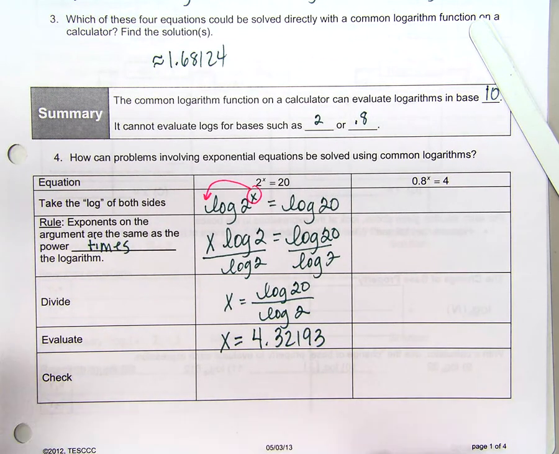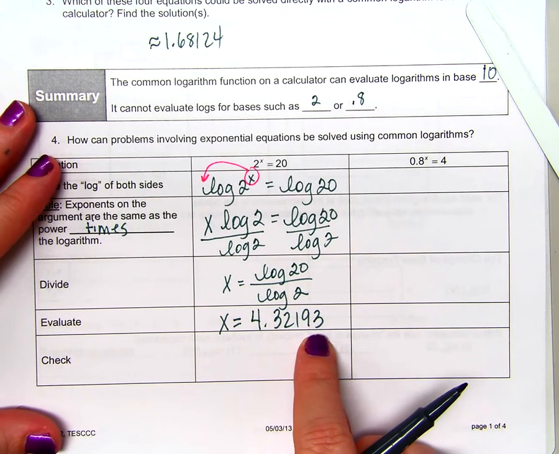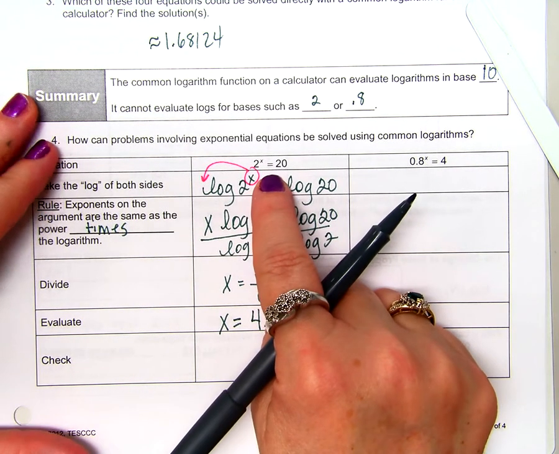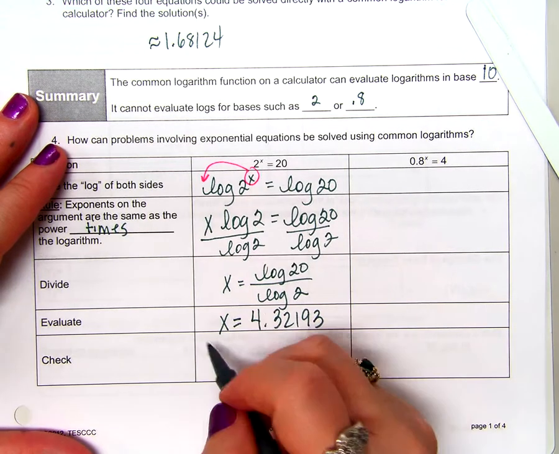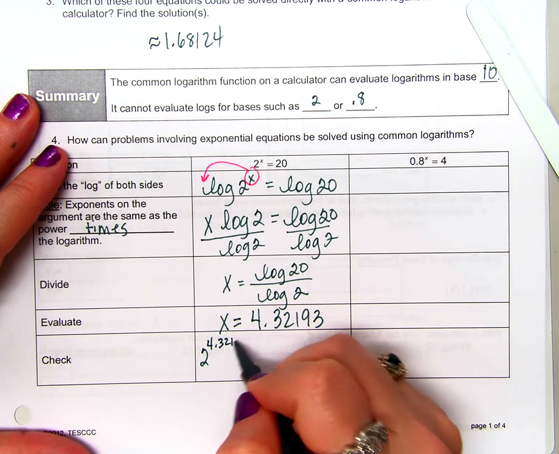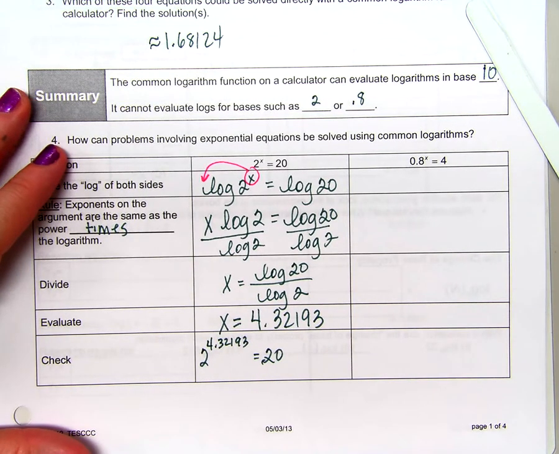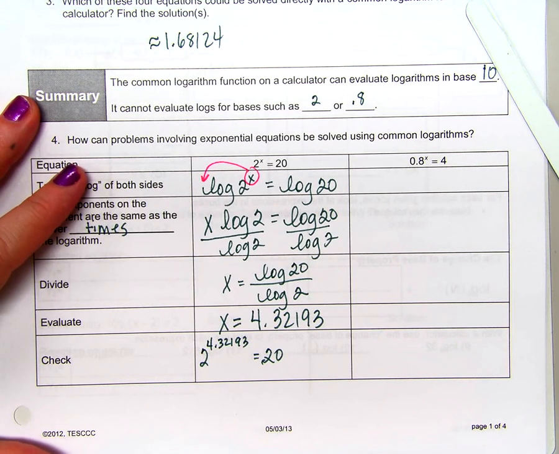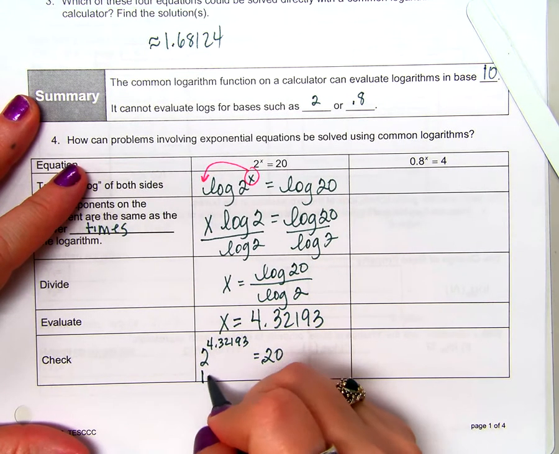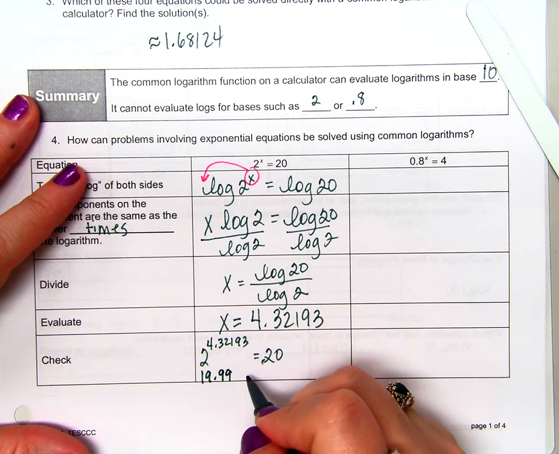Here, let me prove it to you real quick. So how are we going to check if this answer is right? Plug it into the original problem, just like we always do when we're checking. Go back to the original problem: 2 raised to the 4.32193 should equal 20 if we did it right. Does 2 raised to the 4.32193 equal 20? Probably not, but it's like 19.99.